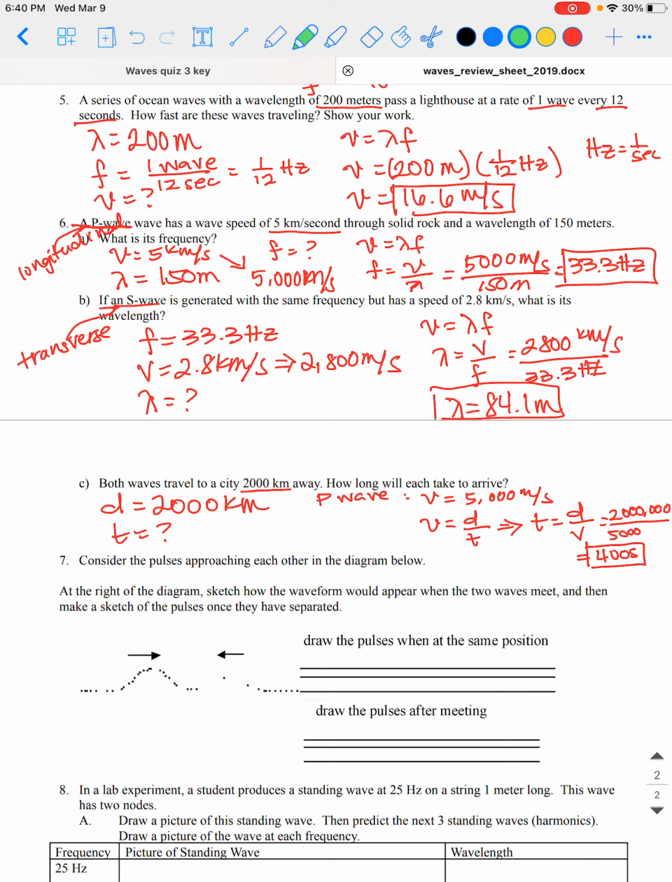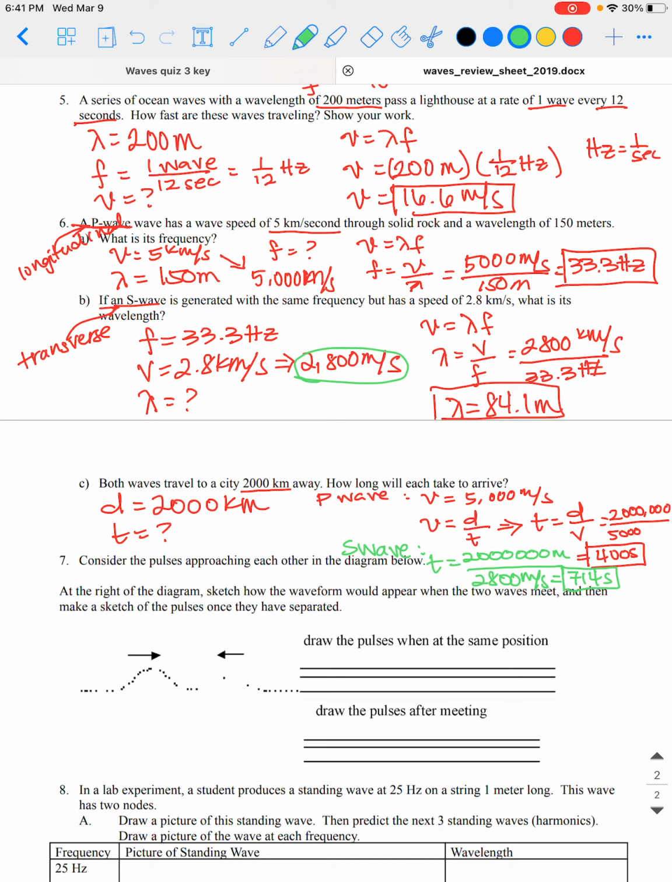I'm going to use this same equation, but I'm going to plug in the velocity for my S wave. So this is my S wave. My velocity for my S wave was 2,800. So time is equal to distance, same 2 million meters over a velocity of 2,800 meters per second. And that gives me 714 seconds. And as we know, P waves are longitudinal waves, which will always move faster than S waves.